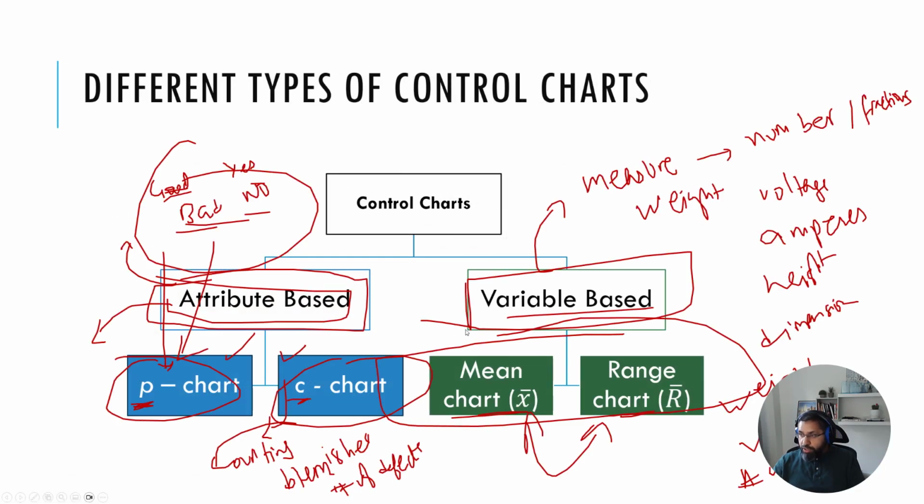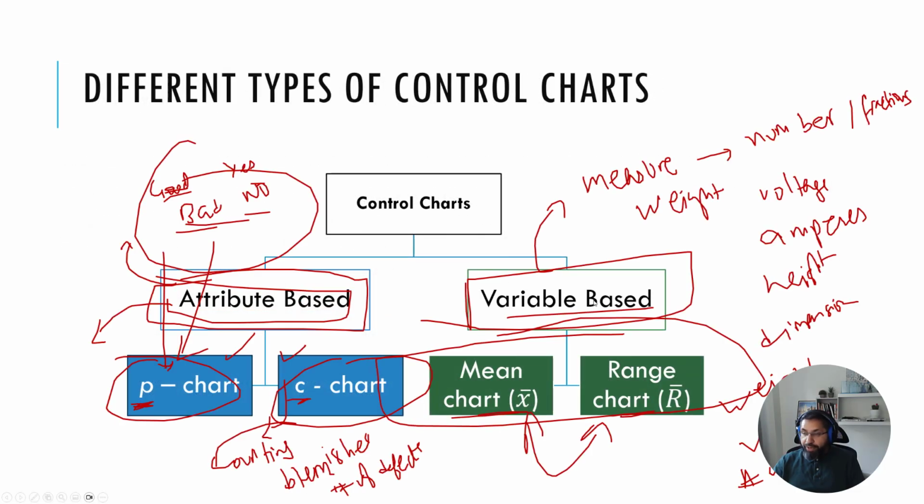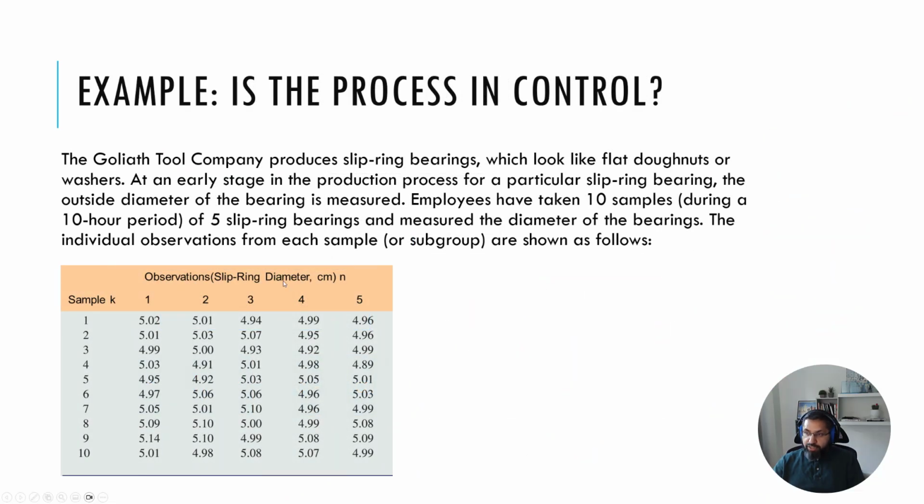So we are going to start, I believe, with this variable-based control chart, the mean and range chart. You can see our data is diameters in centimeters, which is a continuous number: diameters of 5.02, 4.91, 4.92 centimeters. That's the diameter of a ring that's used in manufacturing. We produce slip ring bearings, which look like flat donuts or washers. At an early stage in the production process of a particular slip ring bearing, the outside diameter of the bearing is measured. So we've taken 10 samples during a 10-hour period, of 5 slip ring bearings each.